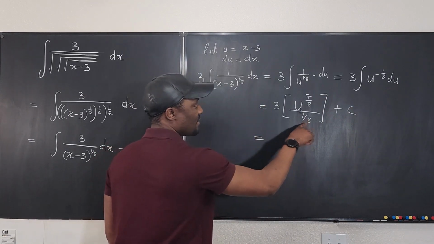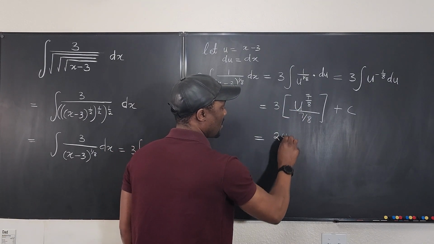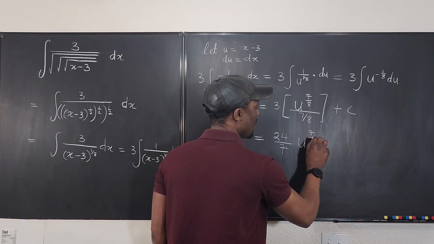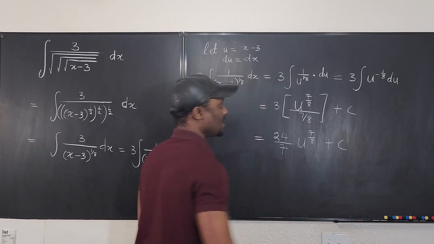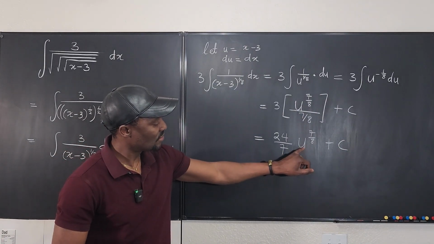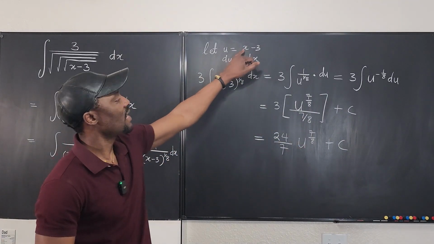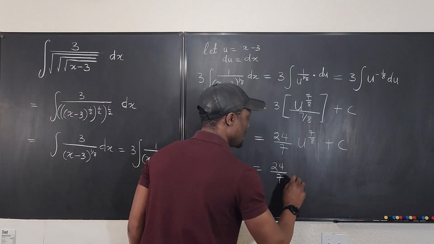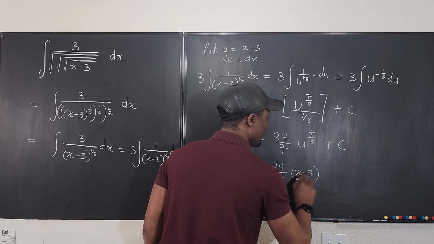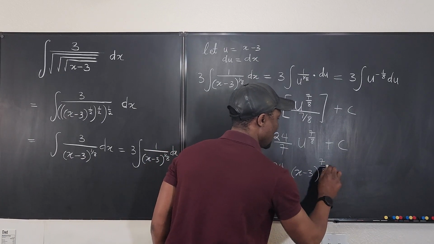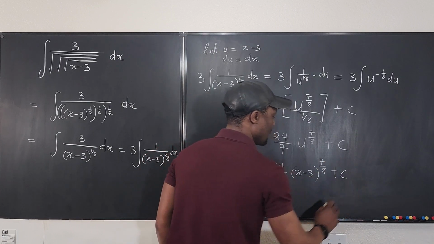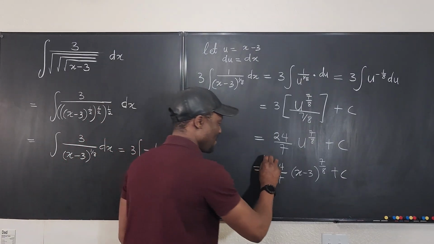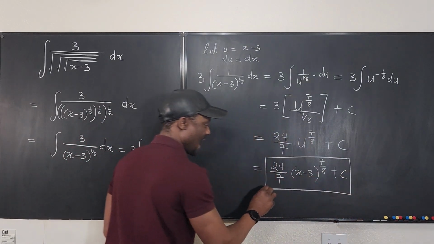Let's simplify this. If we flip this, this is going to be 24 over 7 times u to the 7 over 8 plus c. Now, what is u? We said u is x minus 3. So we can go back here and say this is 24 over 7 times x minus 3 raised to power 7 over 8. Now, this is a good answer for you, but if you want to write it in this form, you can write it, but maybe we should just stop here. So this is our answer.